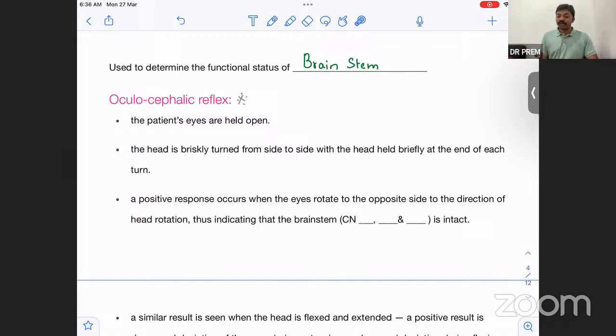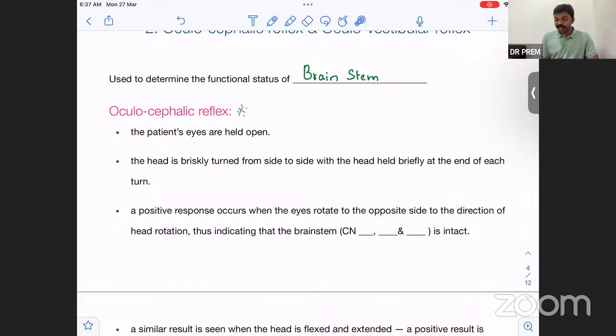Got it? So the head is briskly turned from side to side and held briefly. You can't be quickly shifting. Once you shift the head to one side, hold it for some time and then bring it to the neutral position. When you do it that way, you are going to get a positive response, where you see the eyes rotating to the opposite side of the direction of head rotation. And this gives you an idea of intact brainstem function.